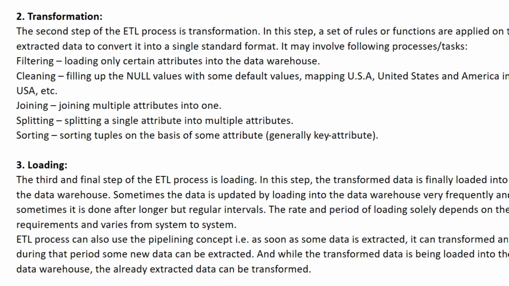Splitting and sorting could be used depending on how complex your organization and data are. Joining means joining multiple attributes into one. Splitting means splitting a single attribute into multiple. For example, if I say address is one attribute, I will split it into flat number, street, locality, city, and zip or pin code.